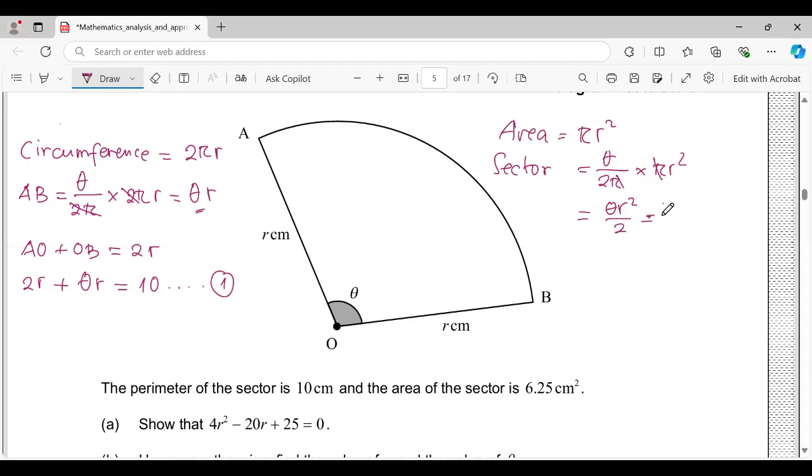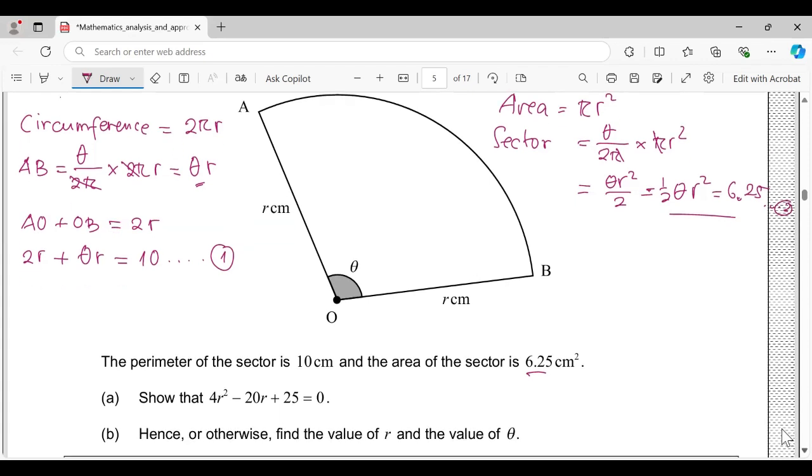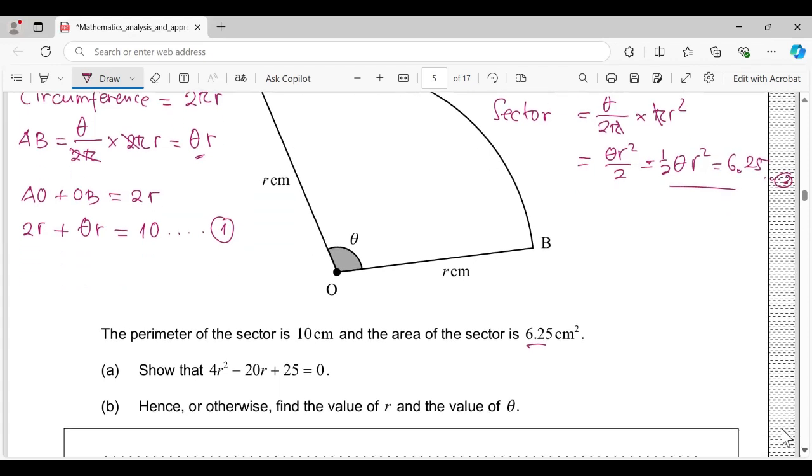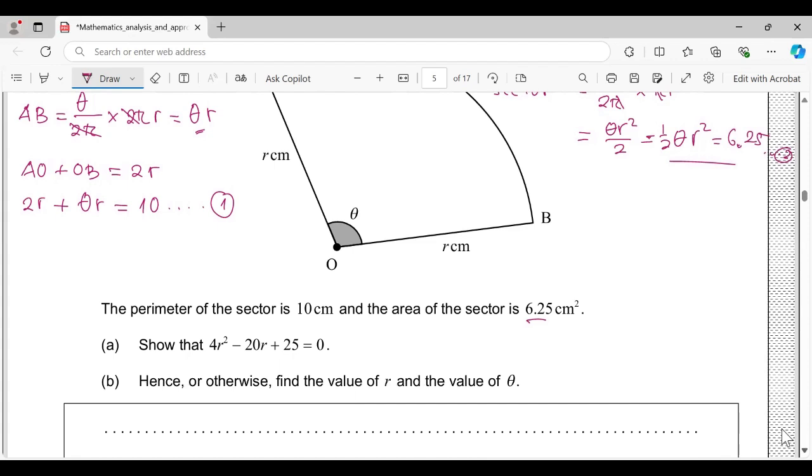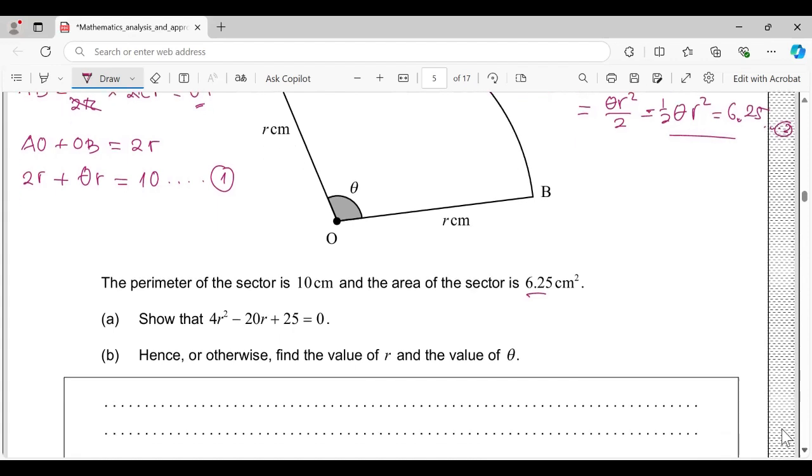Over half theta r squared. And according to this information that this is 6.25. So this is the second equation. All right, from the first equation and second equation, we can determine R.